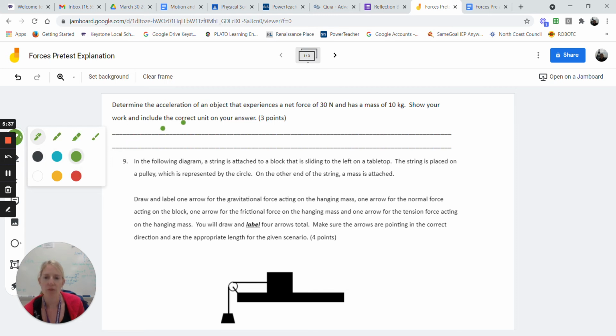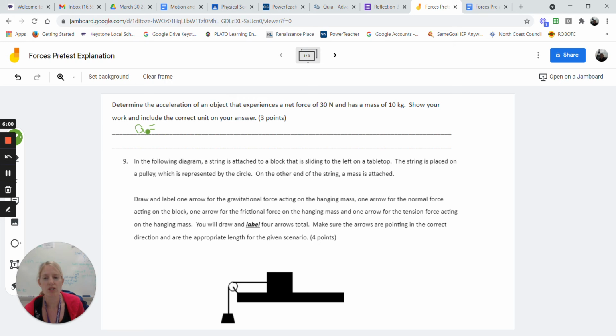Okay, so we are calculating acceleration. However, when we have calculated acceleration before, we needed to have the final velocity, the initial velocity, and the time. And this particular problem doesn't give us any of those. So there must be another equation that has acceleration in it that we will use for this one.